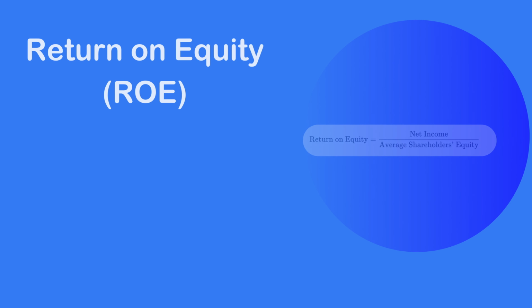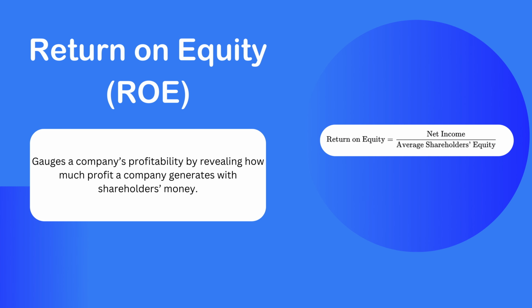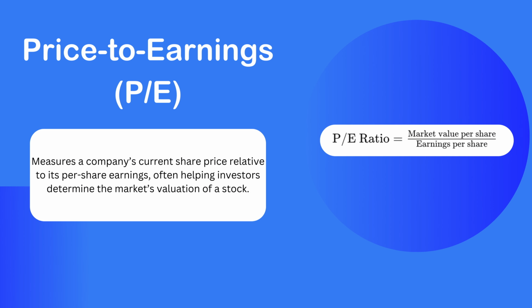First, we have return on equity, or ROE, and this gauges a company's profitability by revealing how much profit a company generates with shareholders' money. Second, we have price to earnings ratio, represented by P/E, and it measures a company's current share price relative to its per share earnings, and this often helps investors determine the market's valuation of a stock.